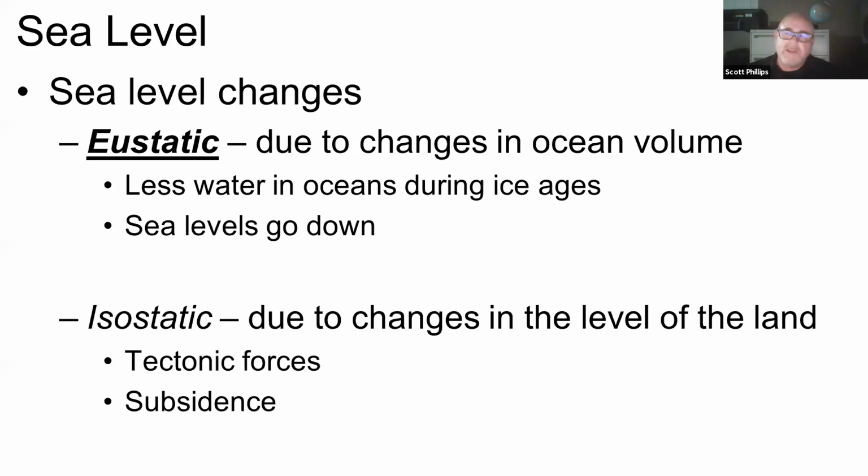Now, there is a second way that sea level can change too. The land can actually move up and down because of tectonic activity. But for now, let's focus on eustatic activity, about changes from the ice ages to today and potential future changes with global warming.